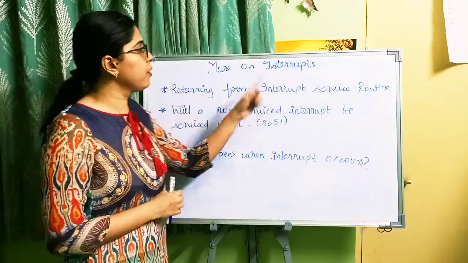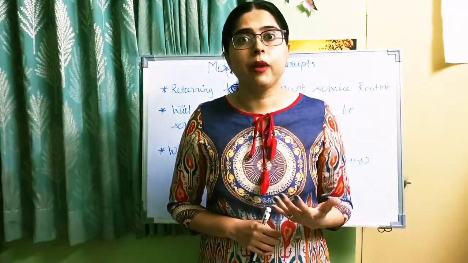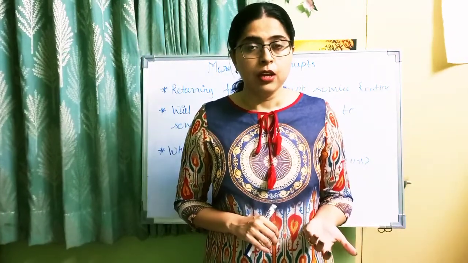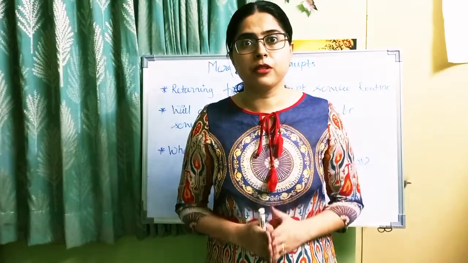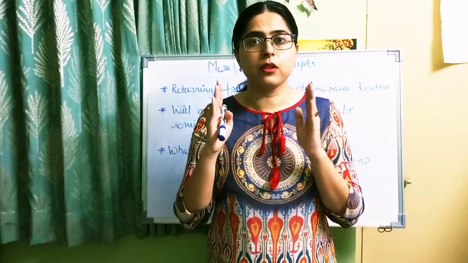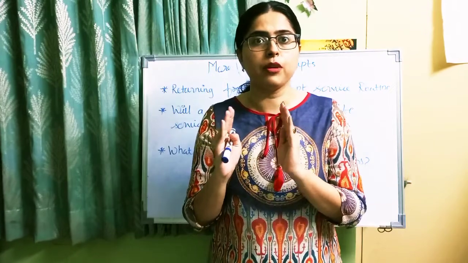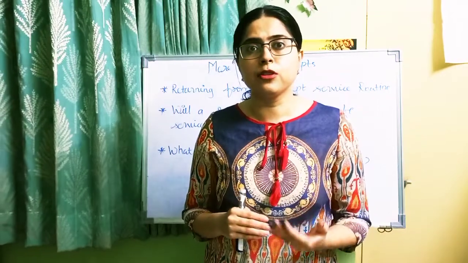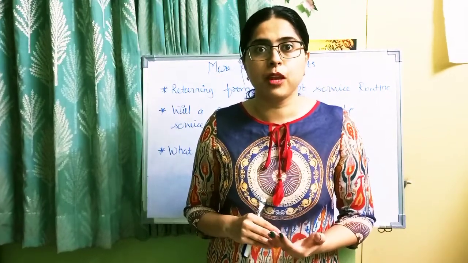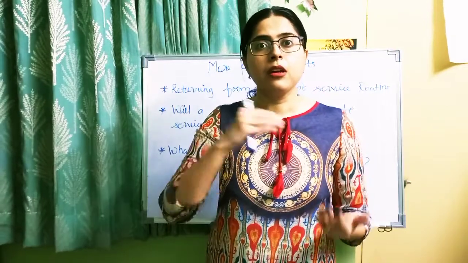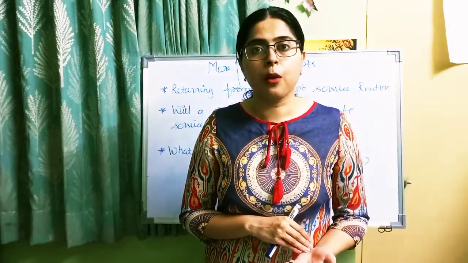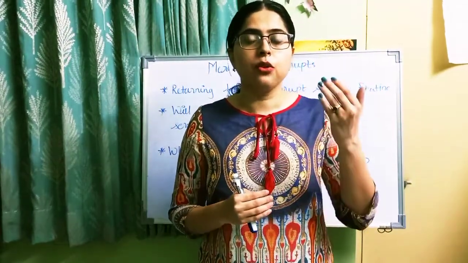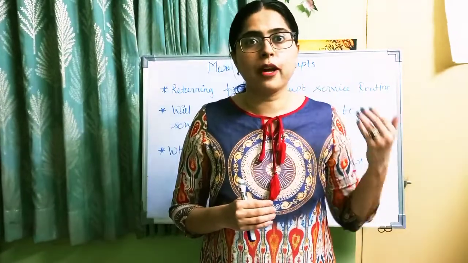First point is returning from the interrupt service routine. Now what do you mean by interrupt service routine? That was explained by me in my previous lectures. So, returning from the interrupt service routine, what does that mean? Suppose there is one special space reserved in the code memory for the ISR. After execution of the ISR, how will the interrupt system know that it has to resume the main program execution and come back to the point where it stopped? How will it know that the ISR is completed and it has to go back to its main program?